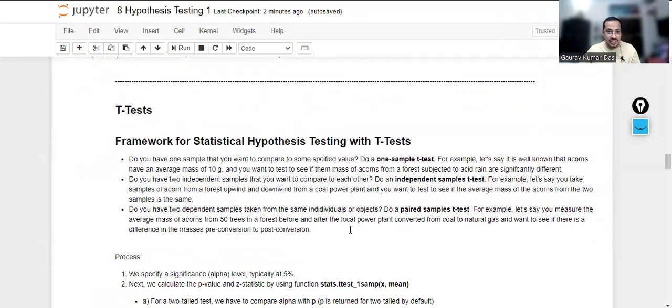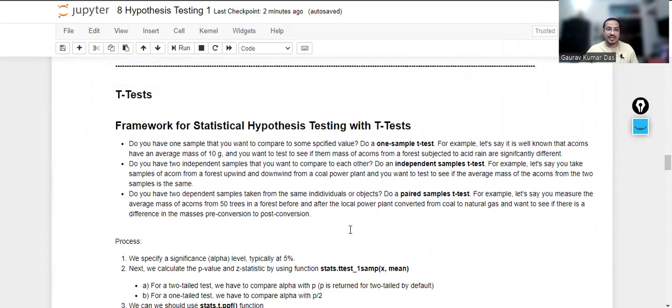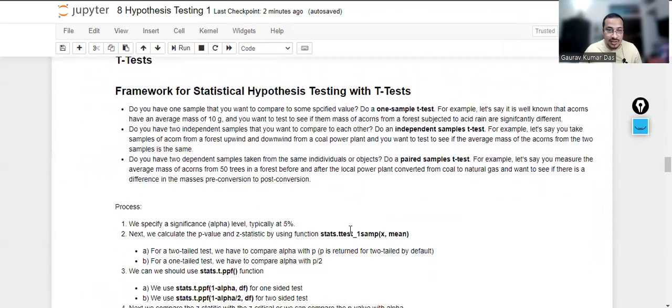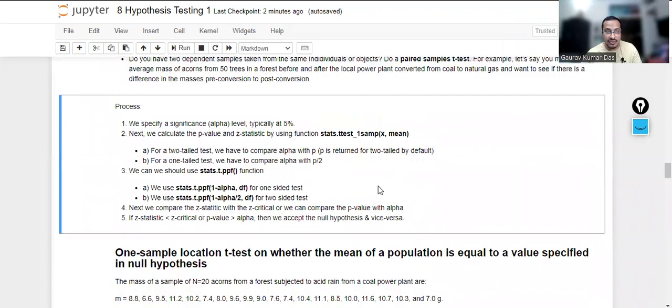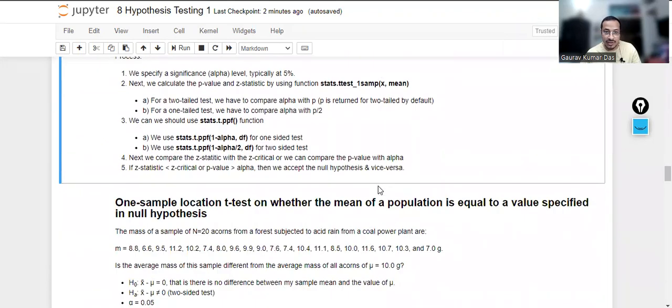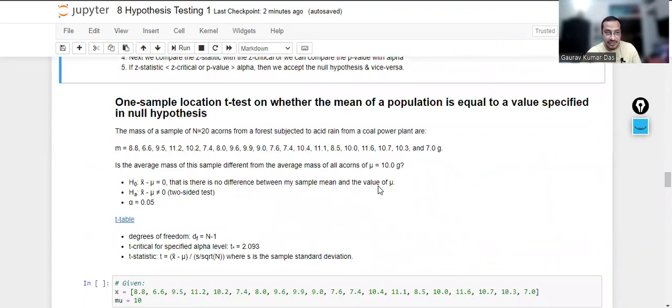So next we have t-test. Now let us look at some of the examples of t-test. Okay. So these are some theory which I have put across for you so that you can read across and revise from what we have learned in the lecture series.